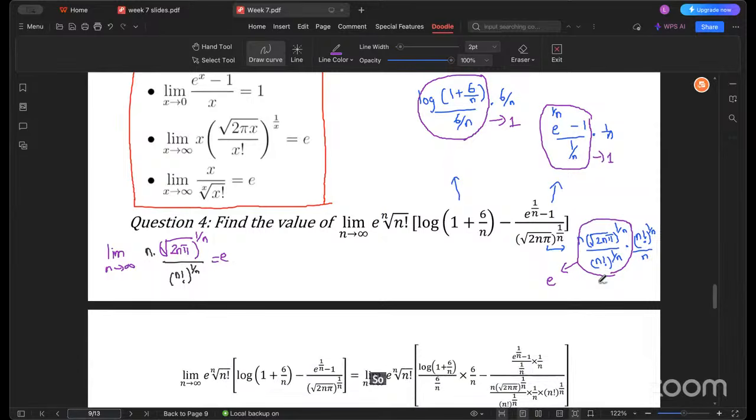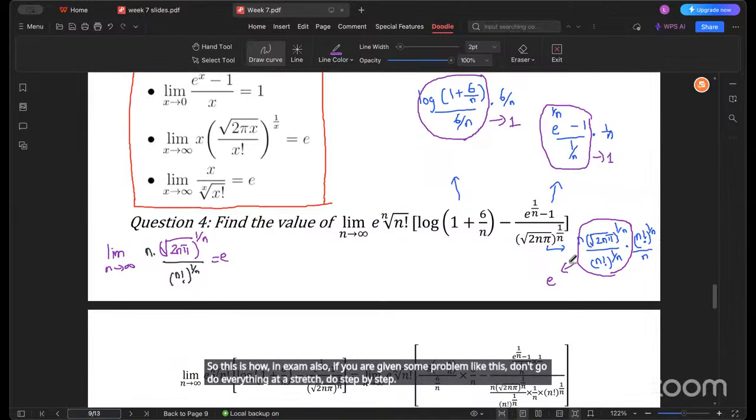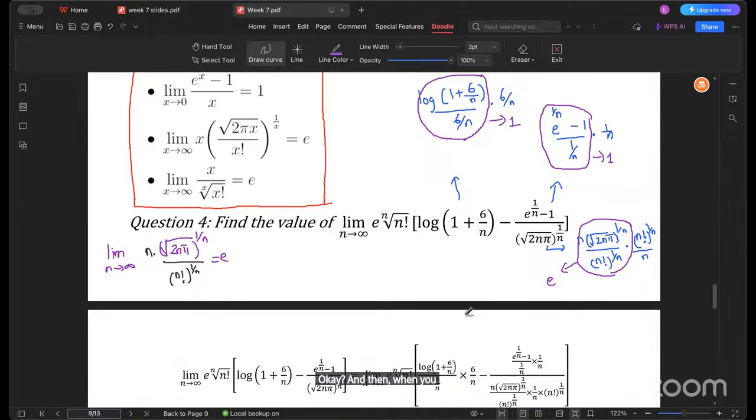This is how, in the exam also, if you are given a problem like this, don't do everything at a stretch. Do it step by step. And then when you have an idea, try to put everything together.